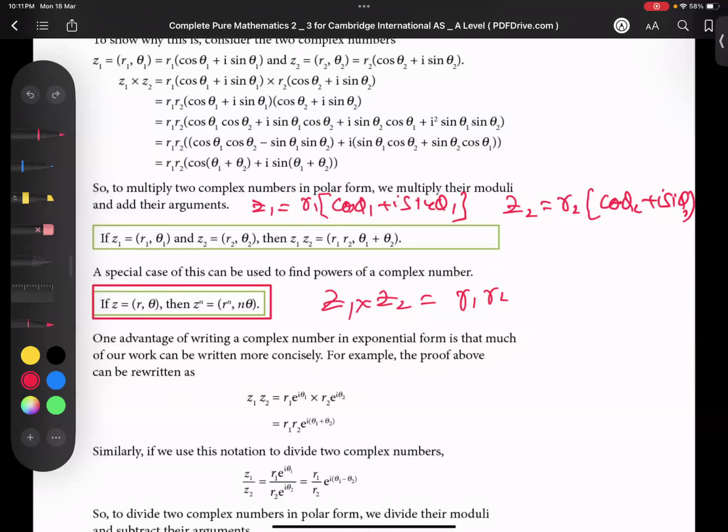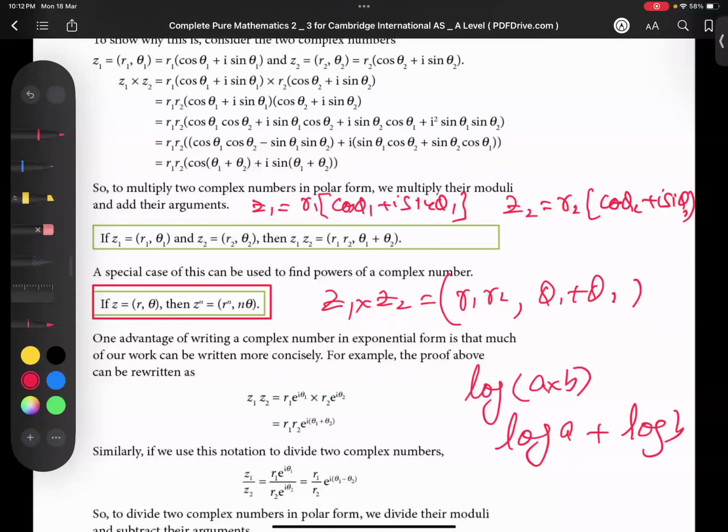So look at here. This is the modulus, comma, and the argument is θ1 plus θ2. I mean, they will add. So in this condition where they are multiplying, it works like a log property. You remember in log property, when two values are multiplying each other, we split them by putting a plus in the middle. So same story, this multiply converts into a plus sign.